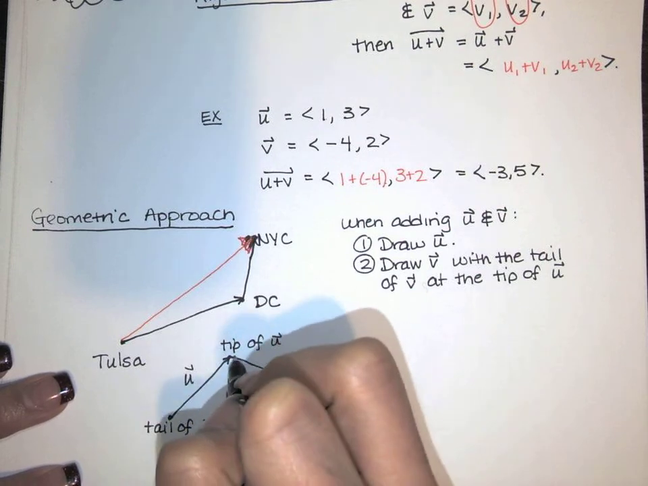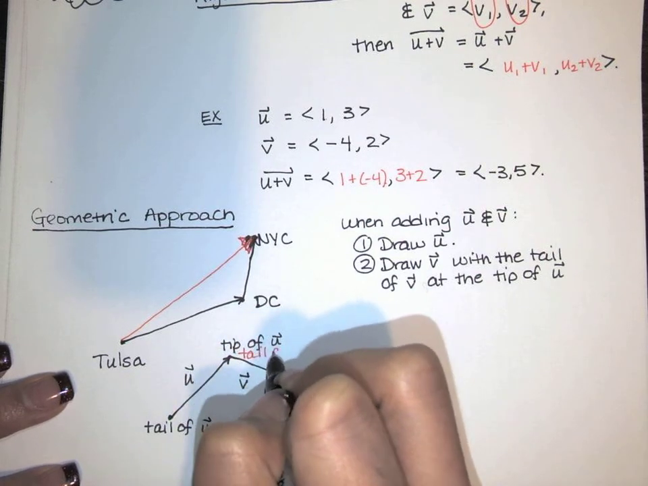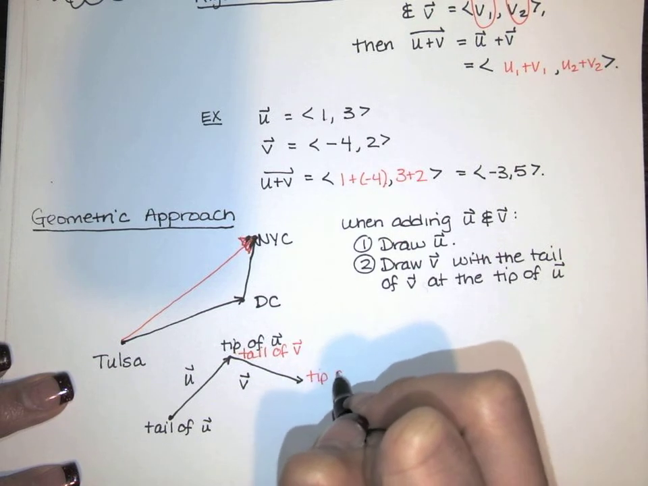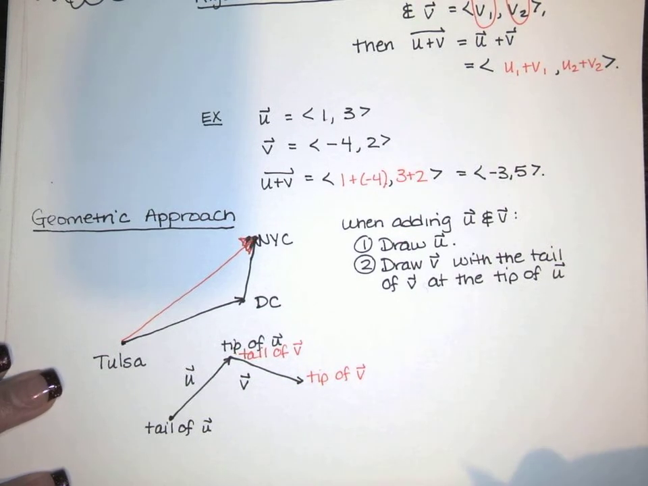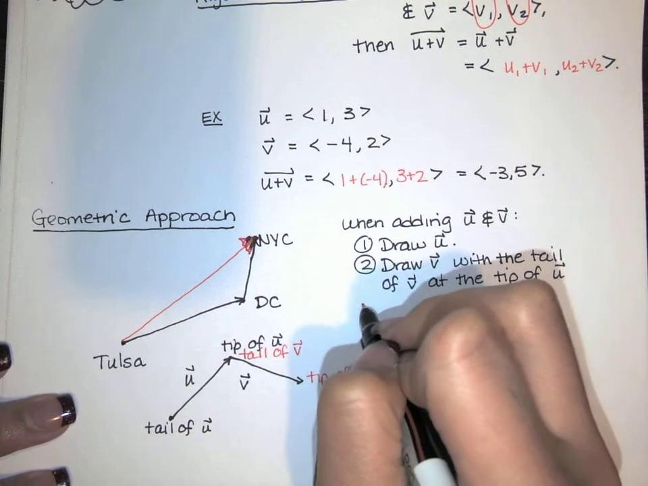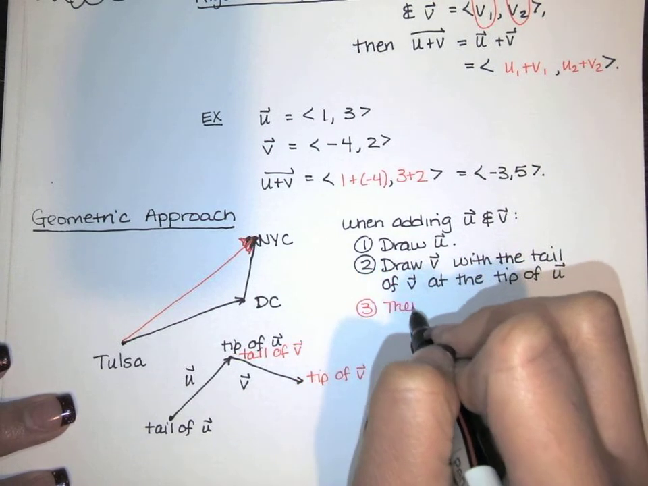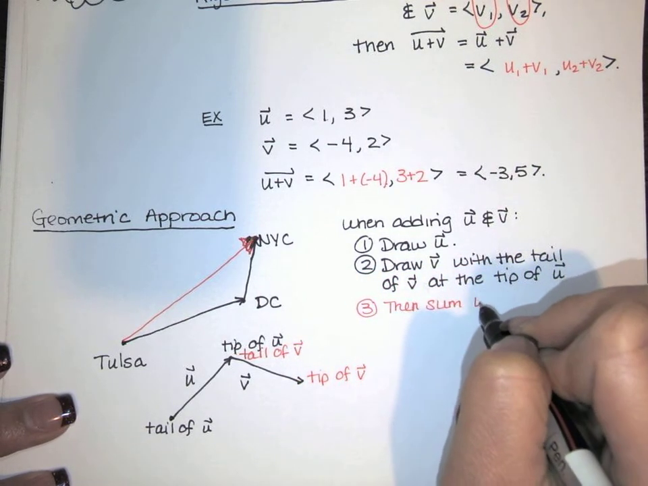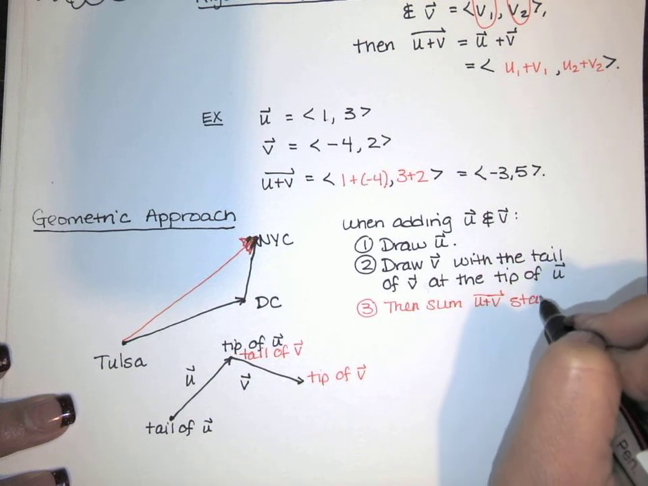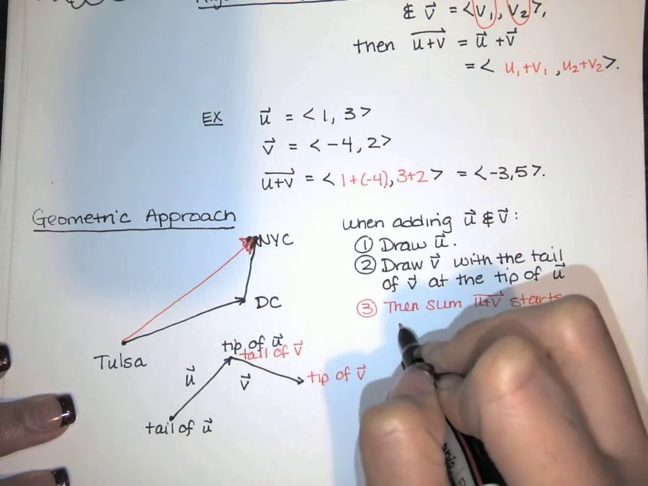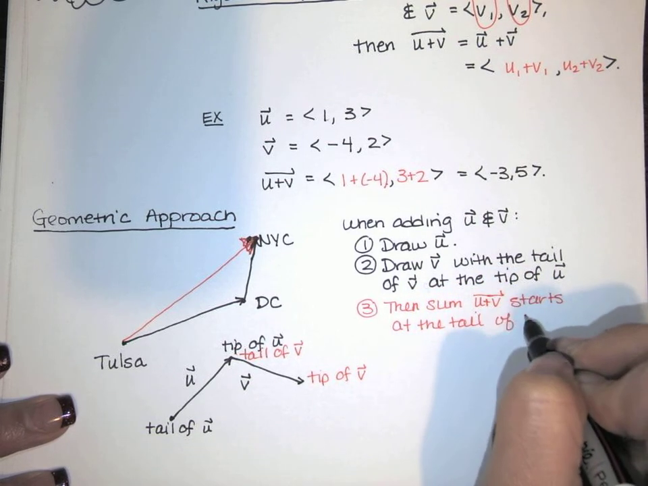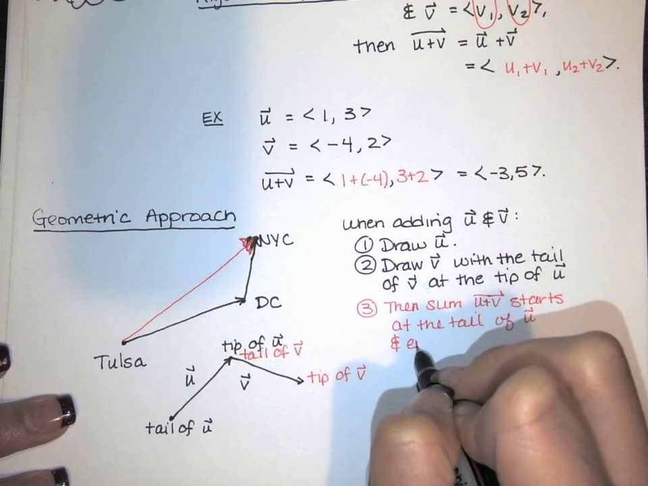The tail of v is right there, and then this is the tip of v. Okay, so there's u and v. If I want to add them together, then the sum, u plus v, starts at the tail of u and ends at the tip of v.